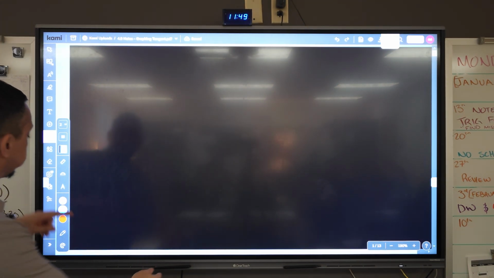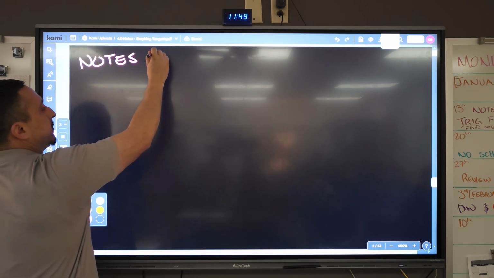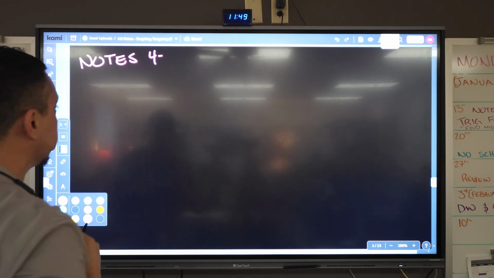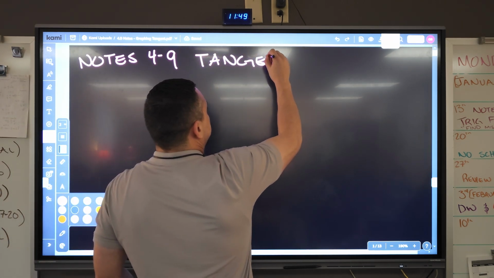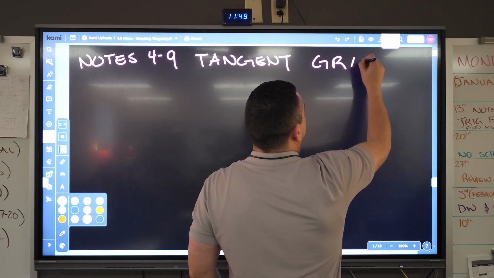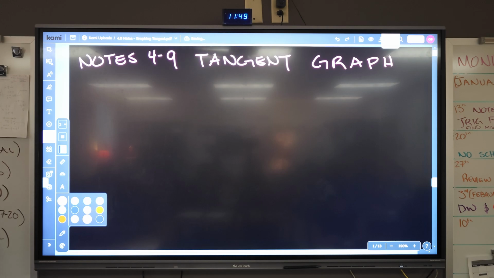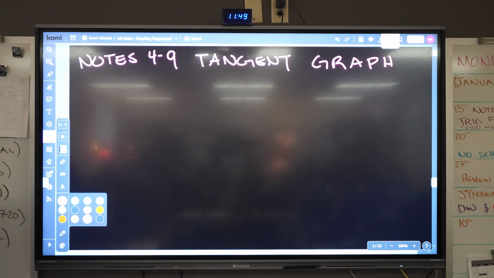Okay, so let's begin. Now this is notes 4.9, and this is the tangent function we're going to graph. By hand, we're just expected to know how to graph the parent functions: sine, cosine, and tangent. All the other ones, like when you start shifting and doing stuff like that, we're going to use our calculators. But the first three, we've got to know how to graph them.